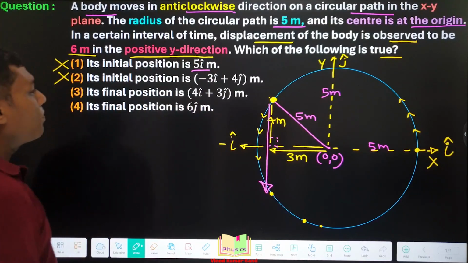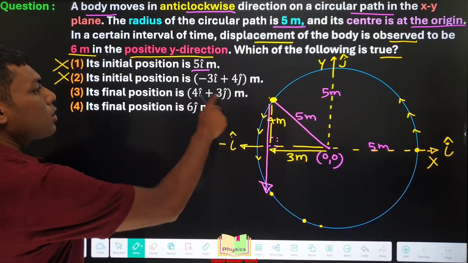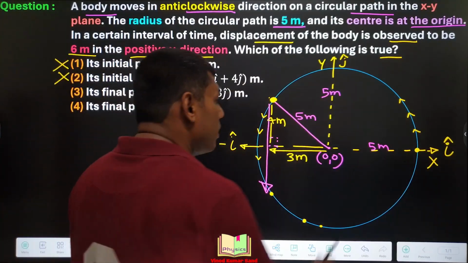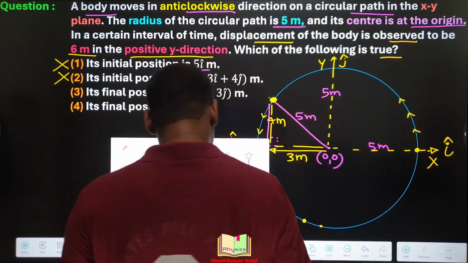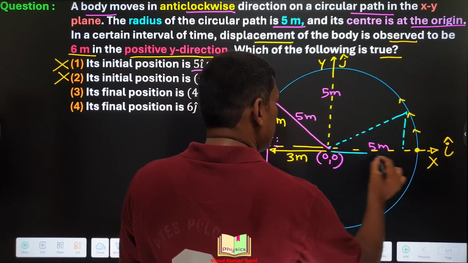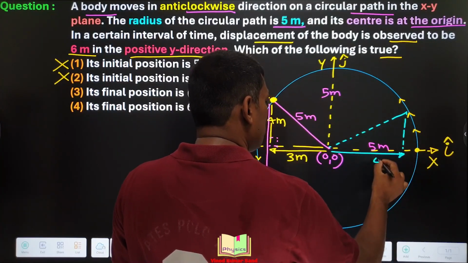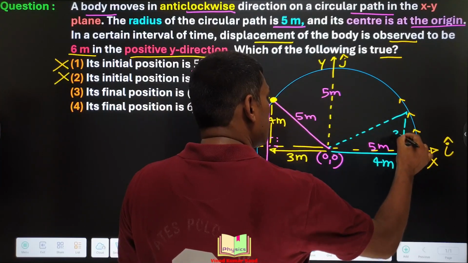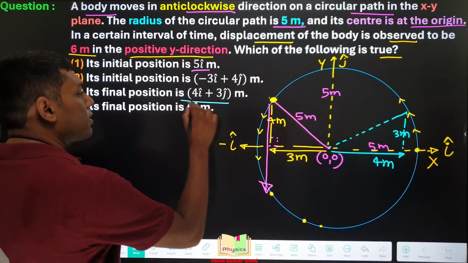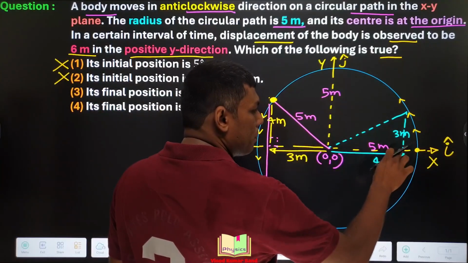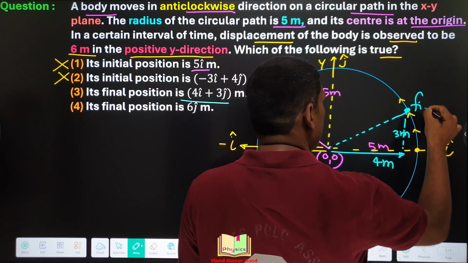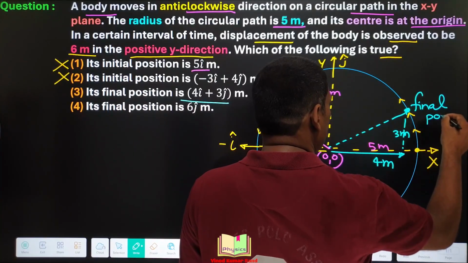Now checking the third option. Its final position is 4 I cap plus 3 j cap meter. 4 I cap plus 3 j cap, let's draw it with a different color. Let us consider this distance to be 4 meter. This distance we consider as 3 meter. The final position is given as 4 I cap and 3 j cap. So let's say this is the final position.